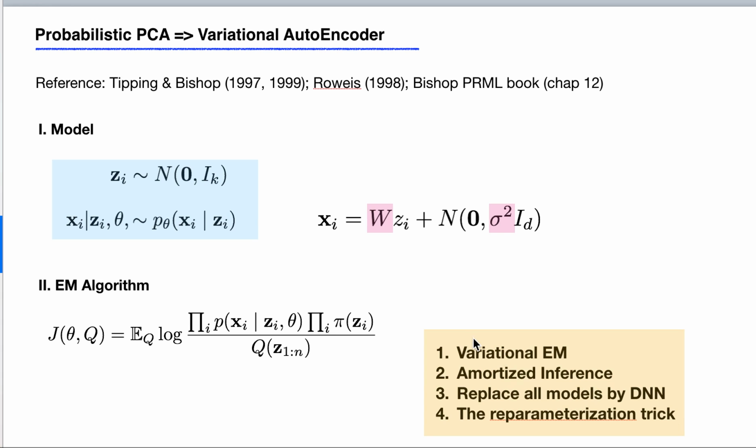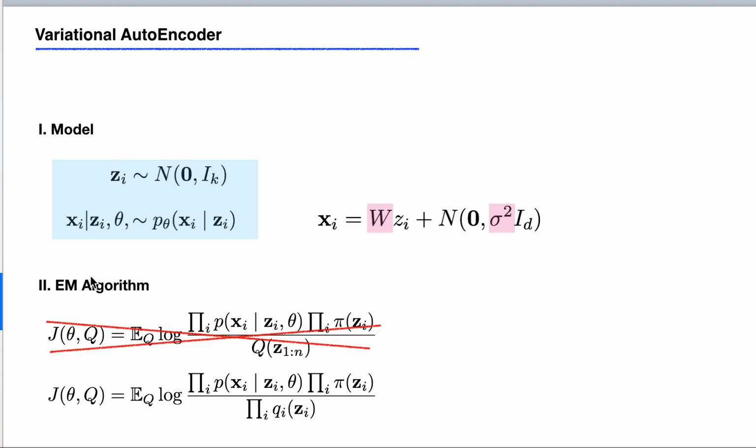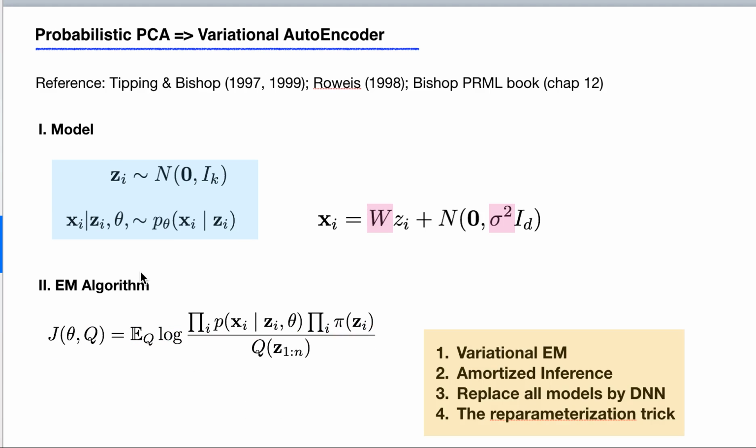Okay, so let's go through those steps. First, this is an EM algorithm. Remember, this is an objective function where theta is the parameter, and Q is basically any distribution over all the latent variable z's.